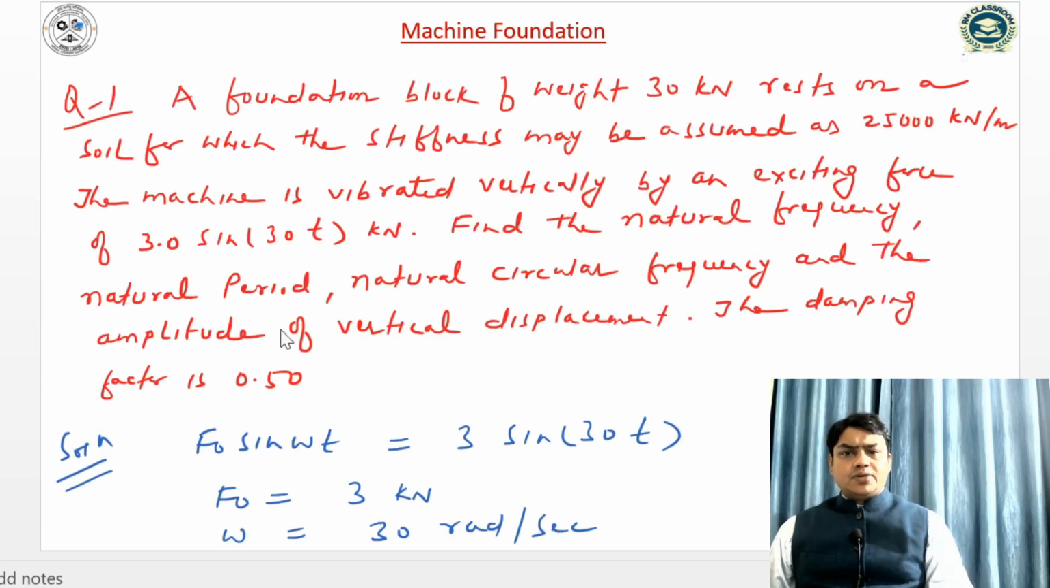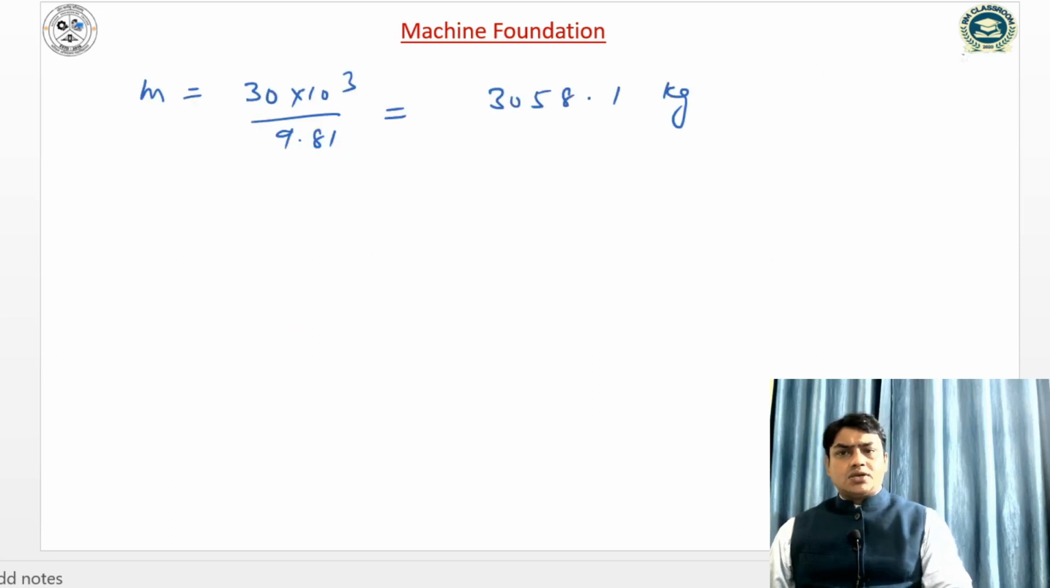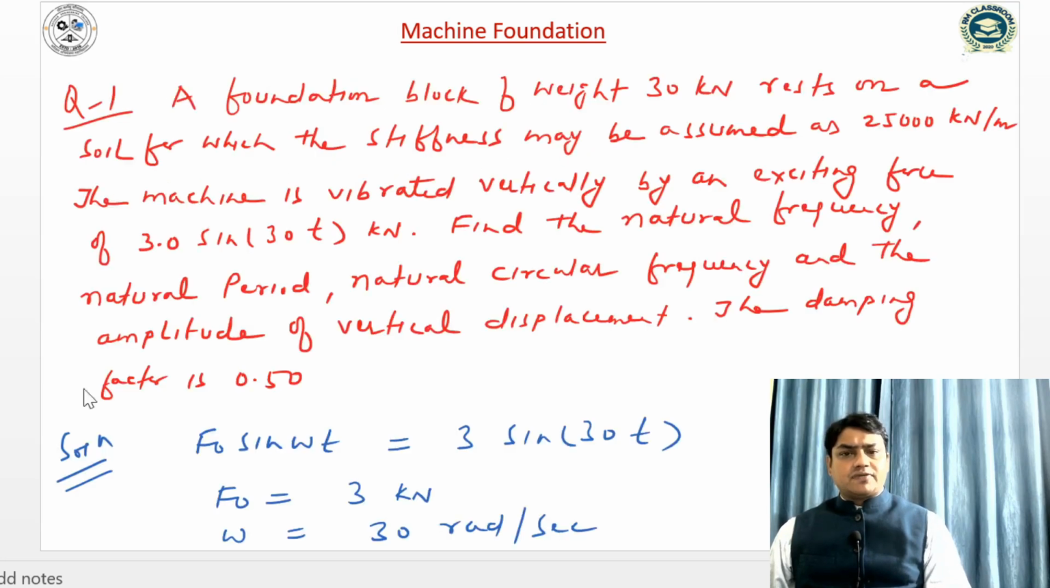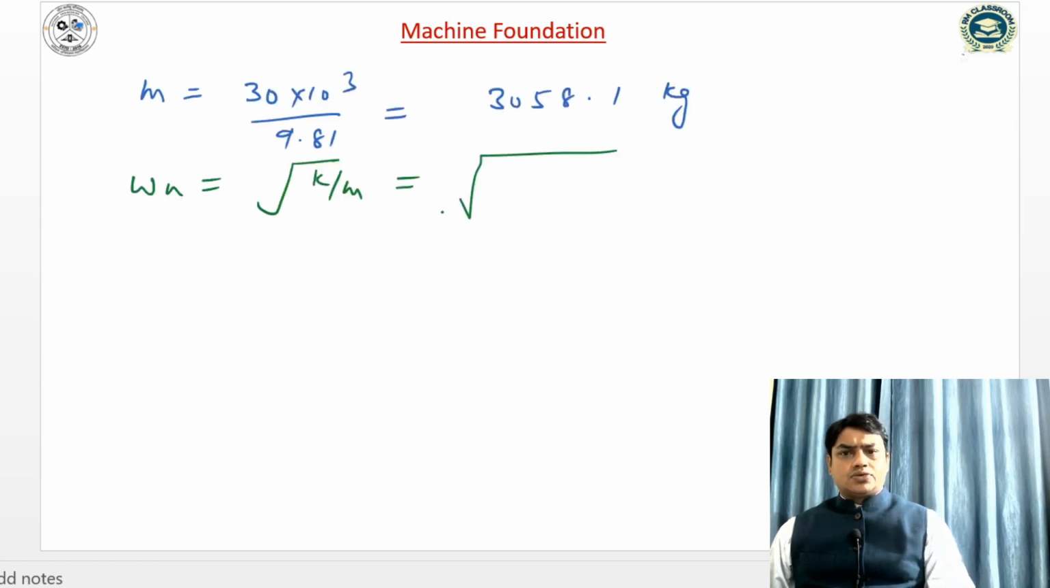So we can compute the value of natural circular frequency. Natural circular frequency omega n is equal to square root of k by m. Stiffness is given, spring stiffness is 25,000 kilonewton per meter, and the mass is 3058.1.